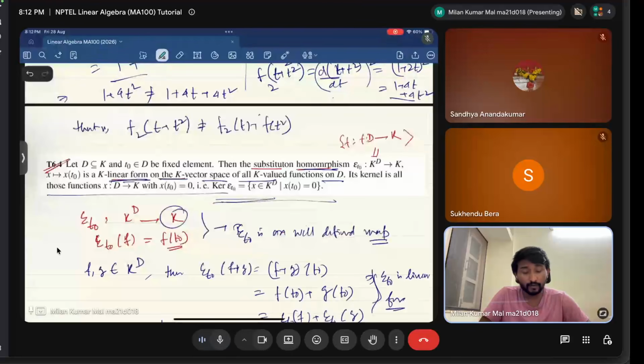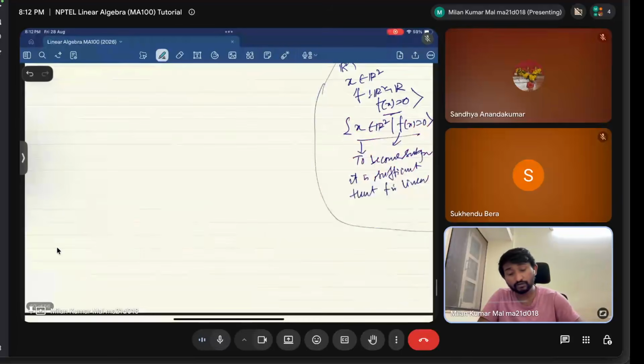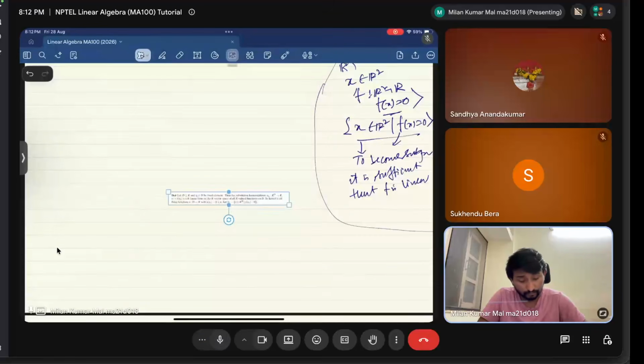We have proved that the kernel of epsilon t is equal to all the x belonging to k^d such that x t is not equal to 0. Okay, so I hope this is all. So let's go to the next problem. So this is what we have done.